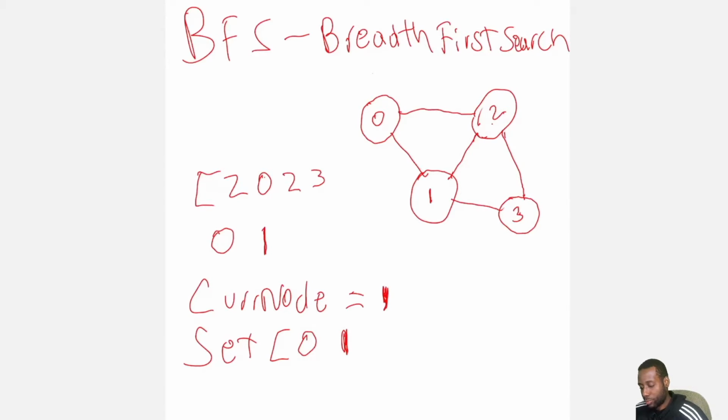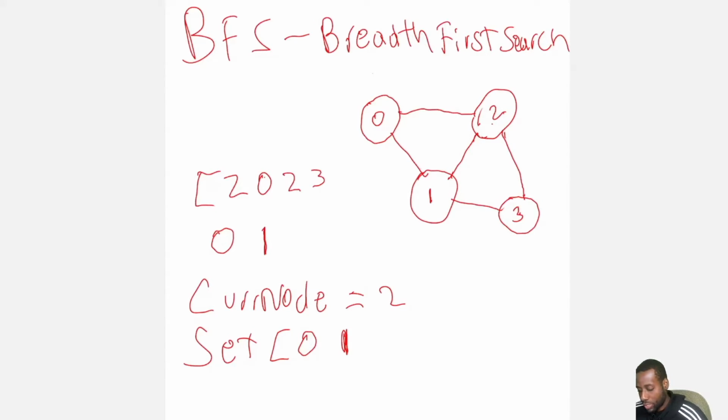So now we're done processing 1. We can go on to the next eligible node, which is 2. We check: 2 is not in the set, so we can visit 2. I should have shown you guys the same thing for 1 and 0, but we know it by now. 2 is not in the set, so we can visit 2.